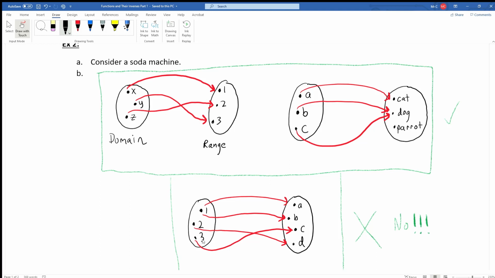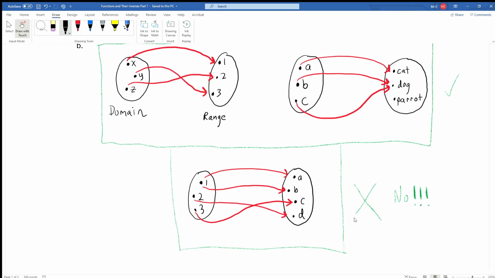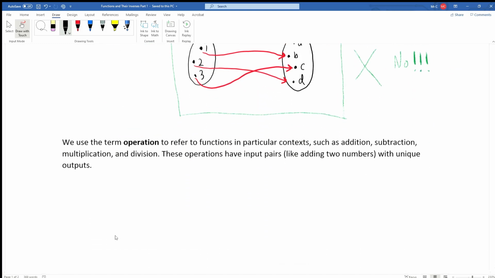Now let's consider this third diagram. In this case, 1 goes to a, but 1 also goes to b, and right there we can stop. This is not a function. If you had a soda machine where you pressed a button and you didn't know which soda you were going to get, it just popped out something random every time, you'd probably be pretty unhappy. Right? Unless, I suppose they could do a promotional thing with that, but it wouldn't be a function. Right? And that's the whole point, is that a function has predictability. Each input has only one output. This is not a function.